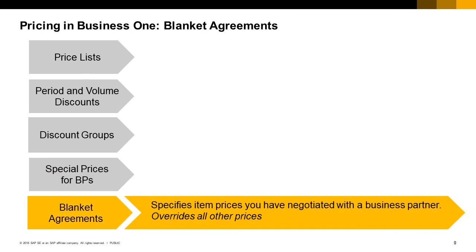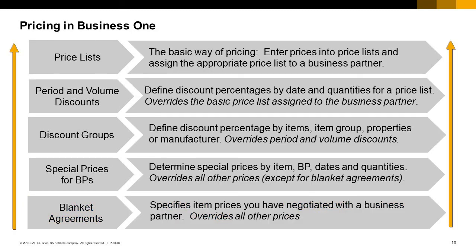Blanket agreements, with the type specific, allow you to negotiate items, quantities, and prices with a business partner for a certain validity period. This negotiated price will override all other types of pricing in a marketing document. You will notice that the four types of prices range from the most general price lists to the most specific special prices for business partners.